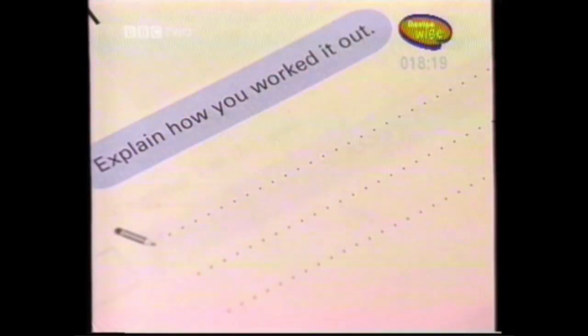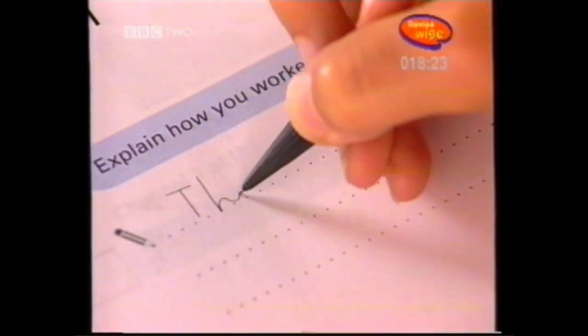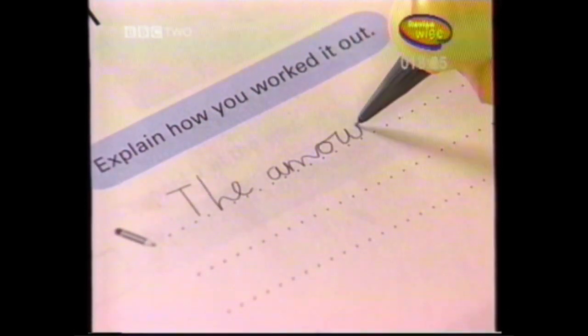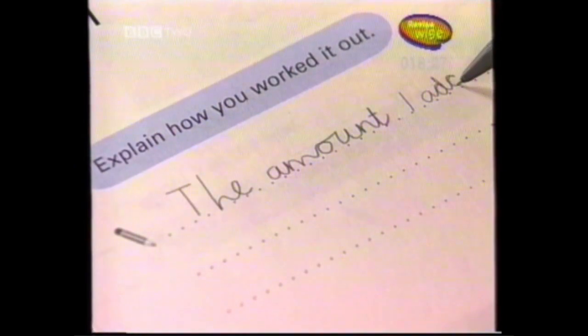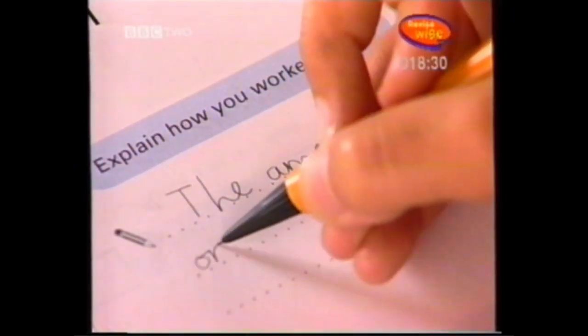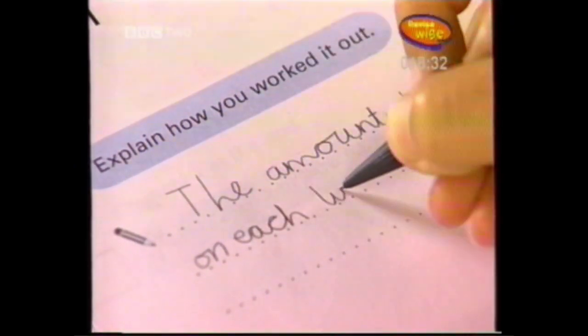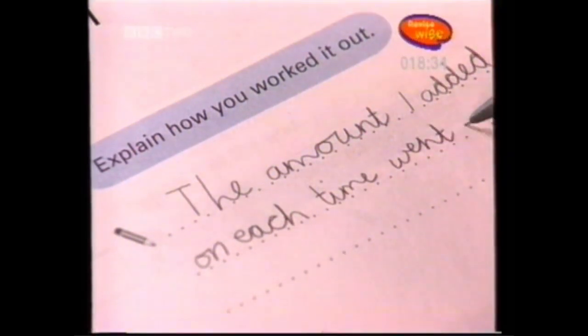Now, don't forget there's another part to this question. It asks you to explain how you worked it out. Oh, so I write in that the amount I added on each time went up by 1. There are often questions like this, where the answer is a word or a sentence instead of a number.